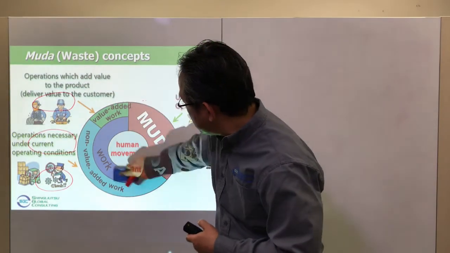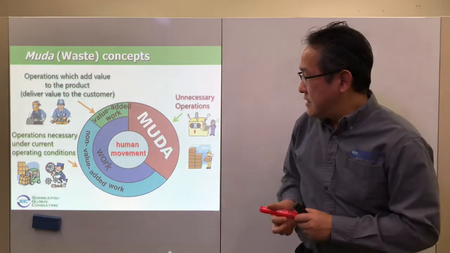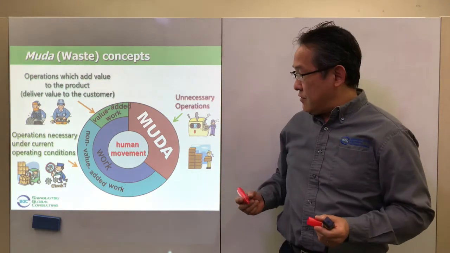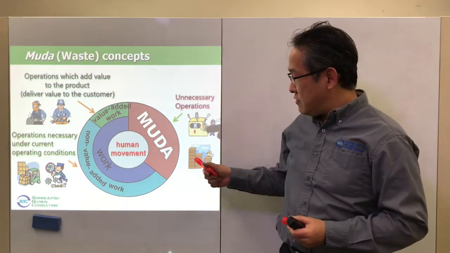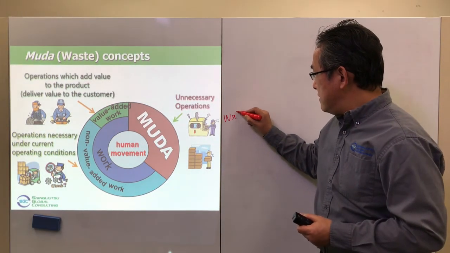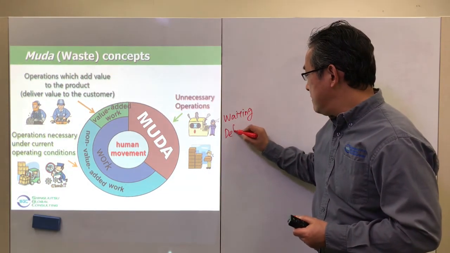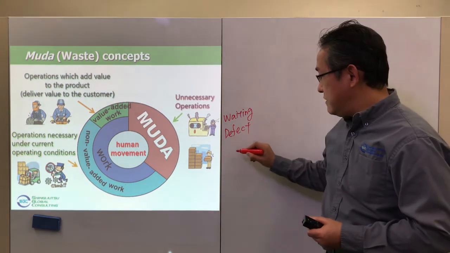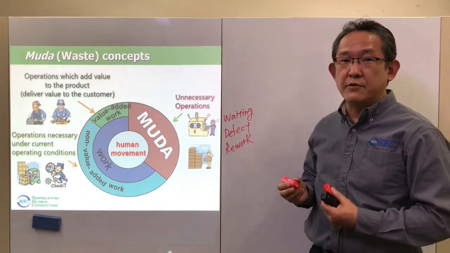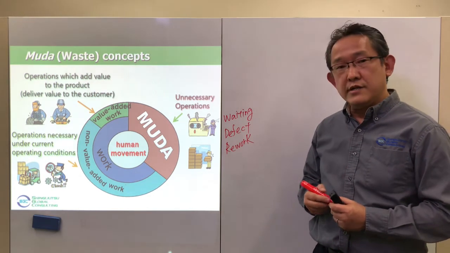Finally, I'll talk about some Kaizen approaches. As I mentioned, when watching the movements of people at work, look for work that is unnecessary. Again, this is Muda. For example, waiting, defects, and rework are wastes that need to be eliminated.